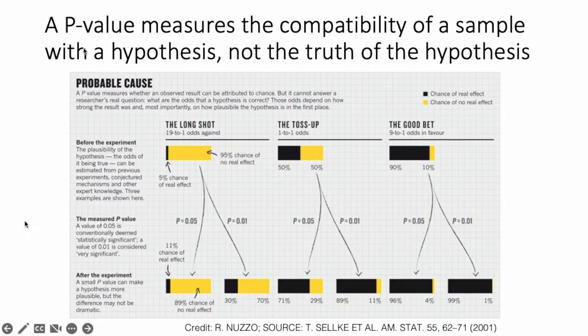This is a very hard concept to grasp, because frequentist statistics, as in the comic we saw before, doesn't allow us to assess the probability of a hypothesis being true. It just assumes it's either true or false, right? And that's not the real question that a researcher has. I think this is what it says here: a p-value measures whether an observed result can be attributed to chance. In this case, they're assuming the null hypothesis is chance. But it cannot answer a researcher's real question: what are the odds that a hypothesis is correct? Bayesian statistics helps with this approach, and we can share some reading materials about that.